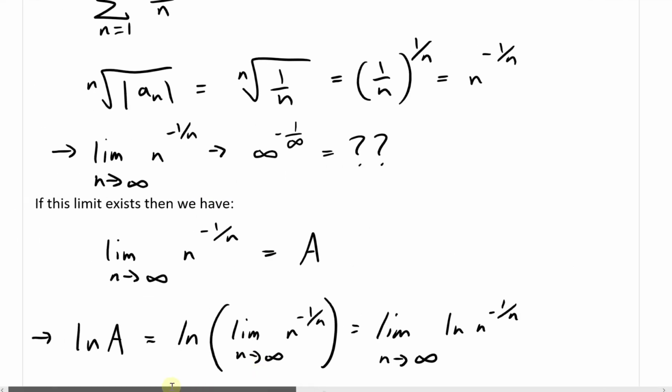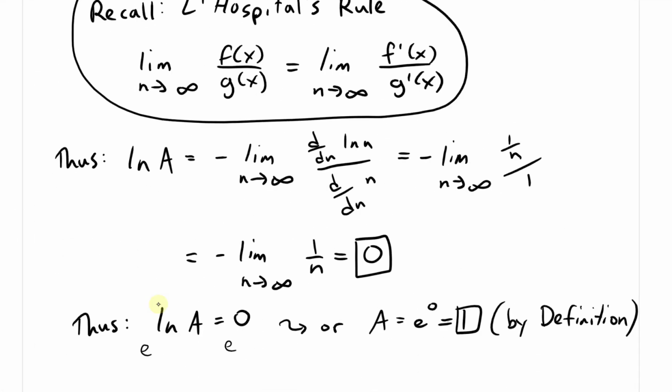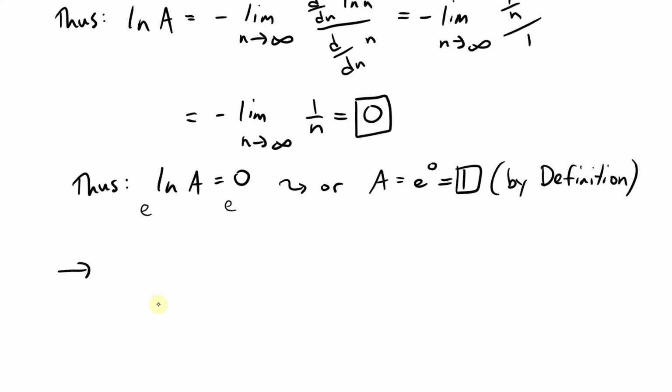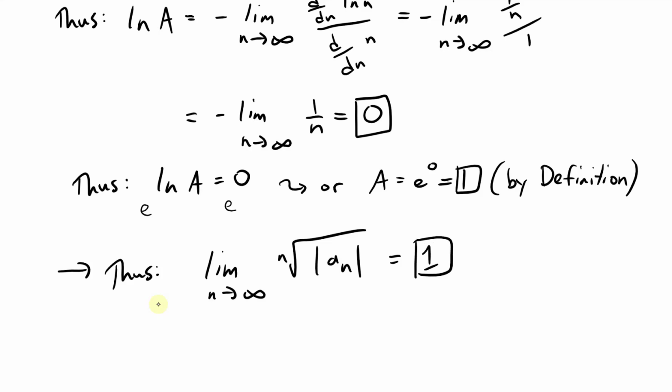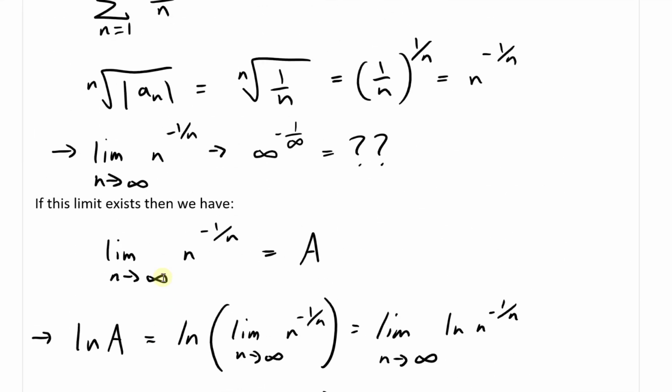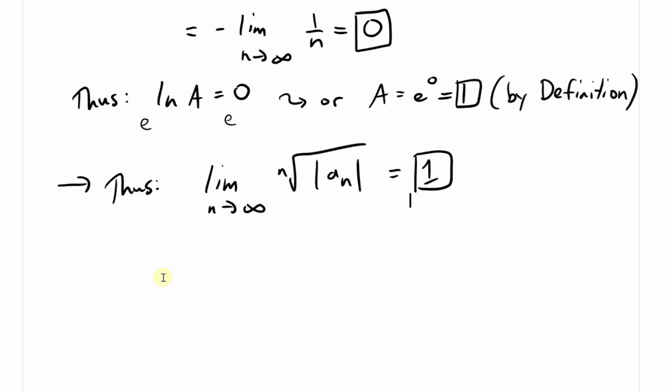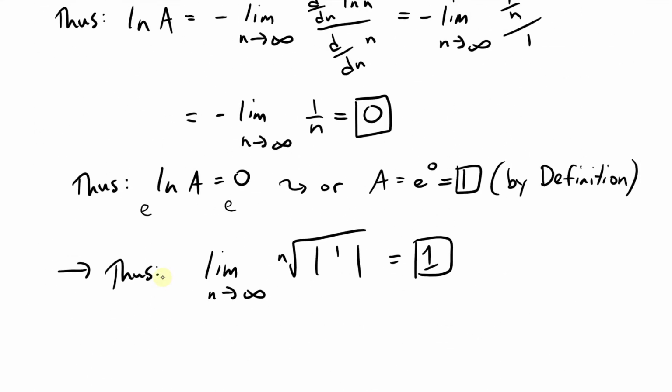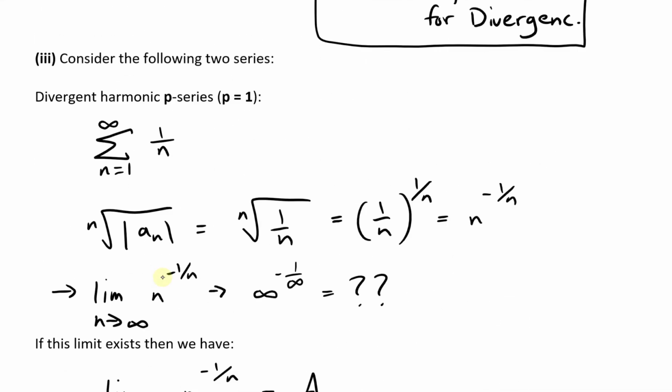Let's put this all in fully like this. So we got the limit as n approaches infinity of the nth root of a_n equals 1, where a_n is equal to 1 over n. The absolute value of 1 over n is just 1 over n, so let's just keep a_n there for this scenario. So we have it equals 1 for this divergent harmonic series.